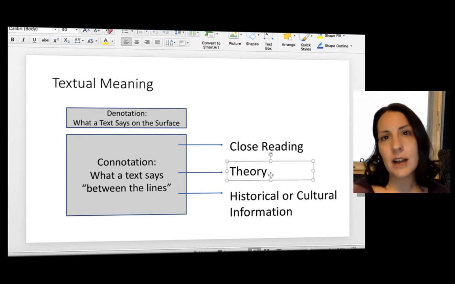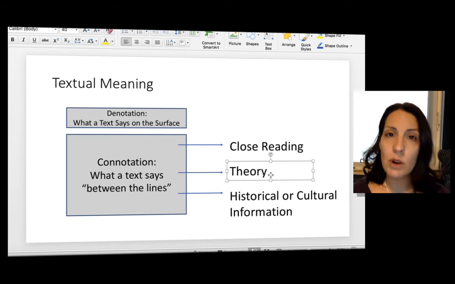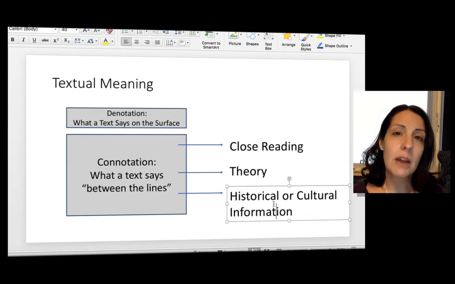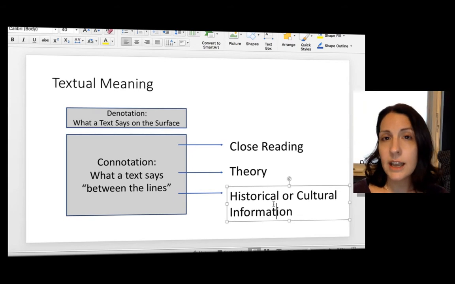You can also arrive at connotation by studying theory, and we're going to be doing that as well. And one of the things you can do is use theory as a kind of lens through which to understand a given text. And the final way in which you can understand the connotations of a given text is through historical or cultural information. And we're going to be doing that as well throughout the semester, which is why we're going to be reading some historical works. And I'll give you background information on the way in which those texts function within their own given cultural moment. And that, again, provides a kind of lens through which to read the text and to understand the deeper meaning that's going on in the text.